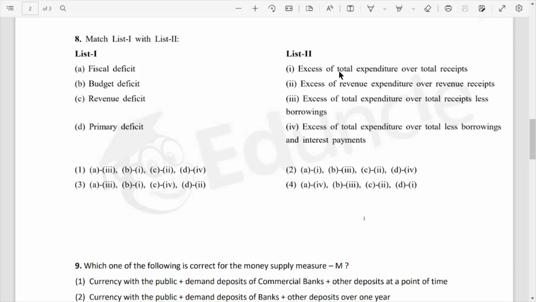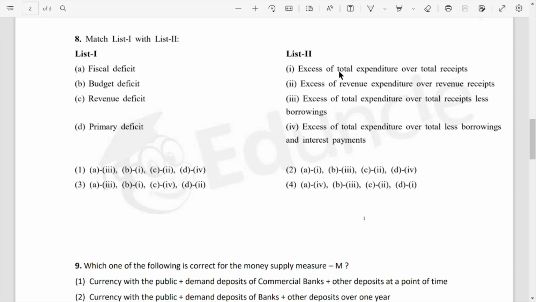Excess of revenue expenditure over revenue receipts. This is a revenue deficit. Excess of total expenditure over total receipts, less borrowing. So this is fiscal deficit. And the last one is excess of total expenditure over total receipts, less borrowing and interest payment. So this is primary deficit. Here you can also remember it like this: primary deficit is equal to fiscal deficit minus interest payment.